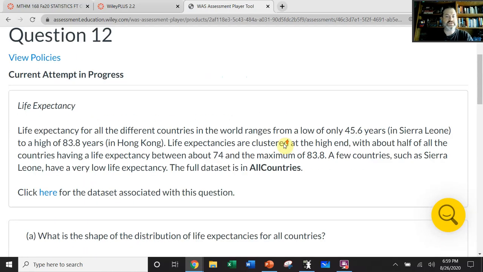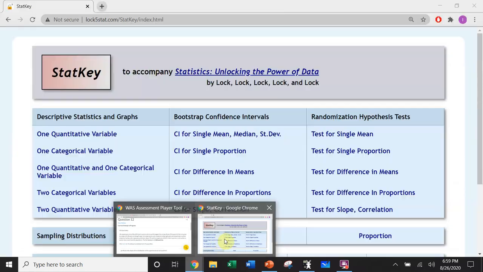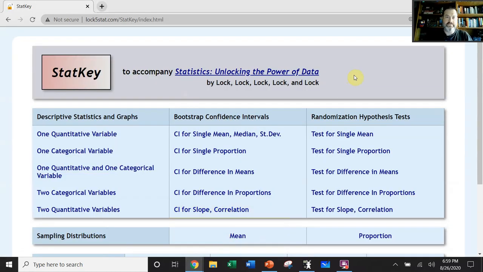So I'm not telling you the answer, and if you choose to click on StatKey, which you're allowed to do, it takes you here. But I'm not ready to show you a bunch of StatKey stuff yet. If you want to mess around in StatKey and just click around, that's totally fine. We are doing one quantitative variable.